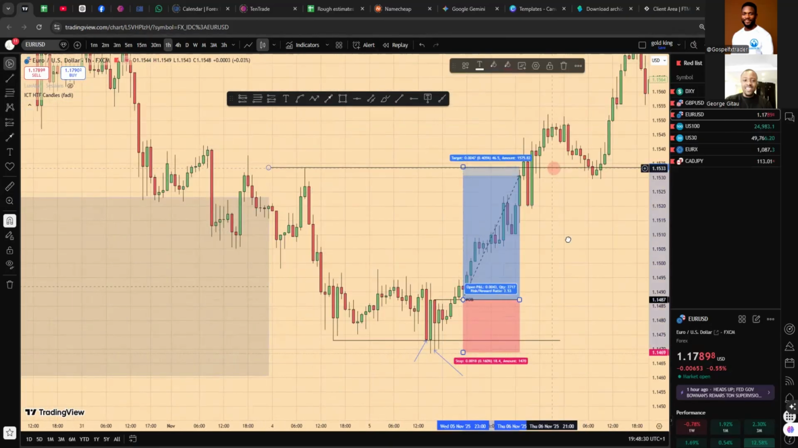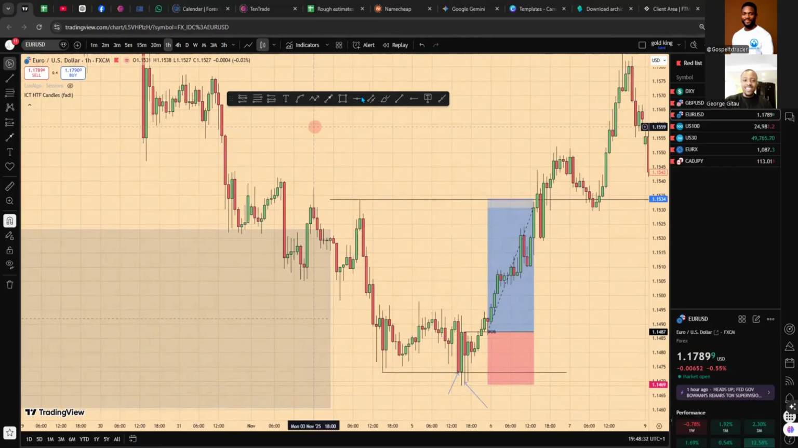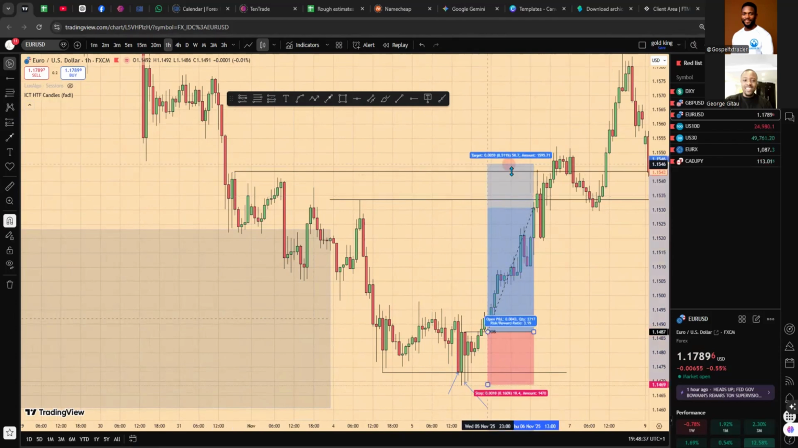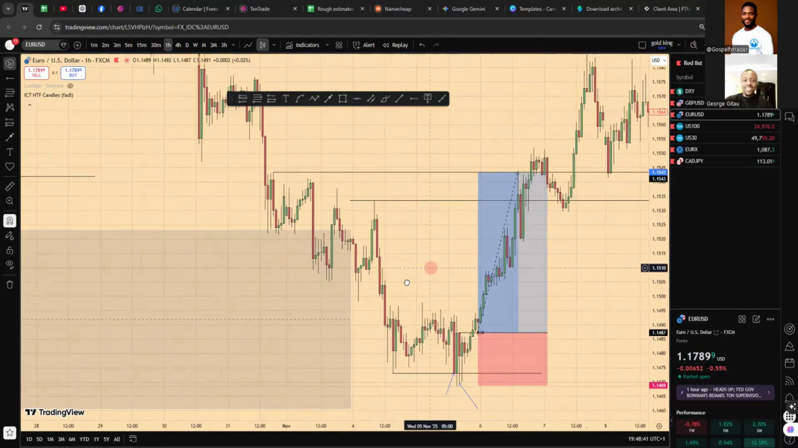Now, for me, sometimes I will not target this high based on liquidity. I'll target this one, the overall, where there is the inducement, and then above the inducement there is some key level.